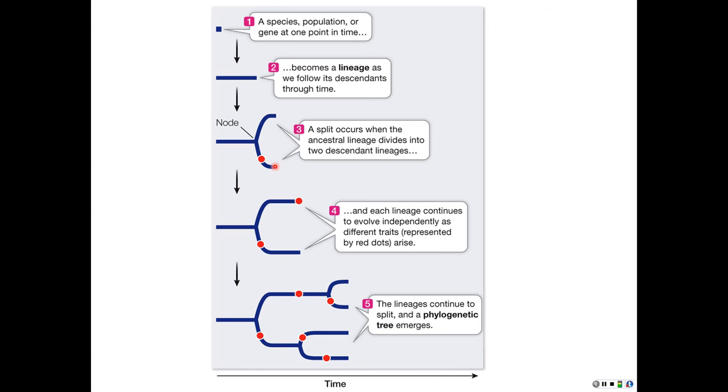And when you see these little red dots here and here, those are indicative of different traits. And so we end up with this branching diagram as the lineage continues to split and new traits emerge, and we split again and we split again. And we eventually get this figure we call the phylogenetic tree that shows, it's kind of like a family tree, except instead of just looking at relationships in a family, we're looking at relationships of groups of organisms through evolutionary time.